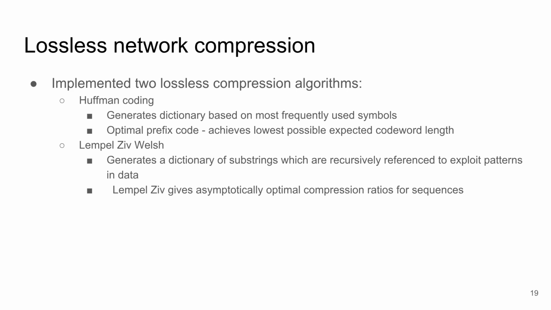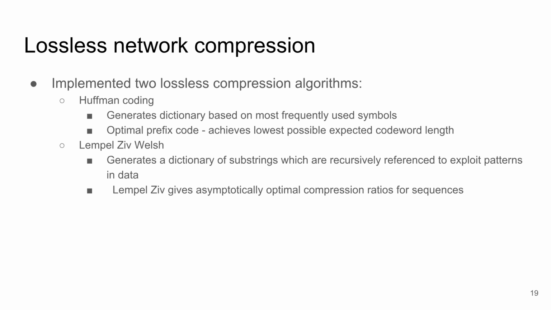So since we've already quantized and pruned a bit, and we had great performance, we also wanted to see how we could continue to decrease our network size. So we looked into some lossless compression algorithms, which are actually quite popular from information theory. And the two compression algorithms we ended up using were Huffman coding and Lempel-Ziv-Welch.